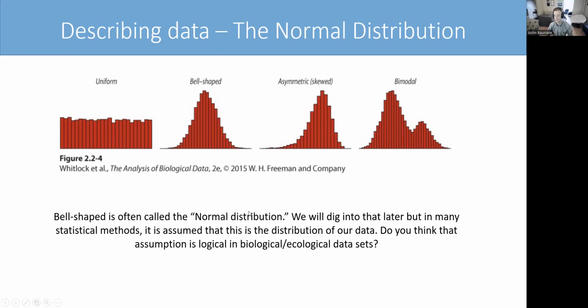So the normal distribution or the bell curve, like I just said, it's assumed to be the distribution of basically all data in the biological and environmental sciences. Not always true. It's very much not always true. We can think of this in a lot of different ways. So do you think that the assumption is logical in biological and ecological data sets?